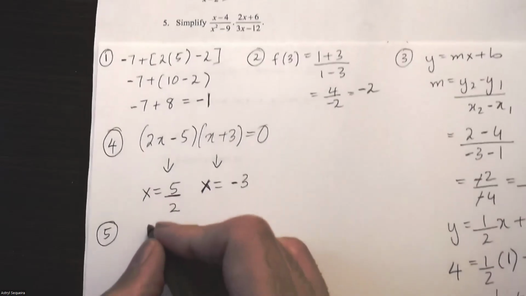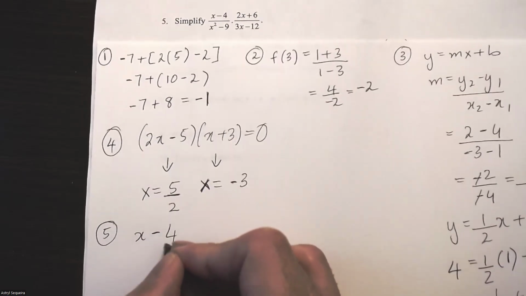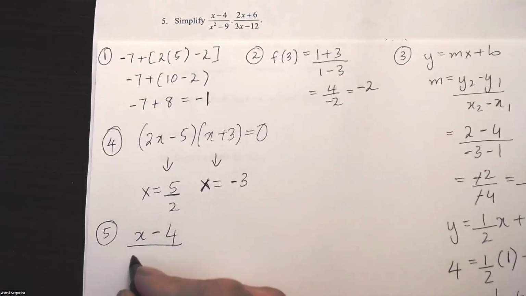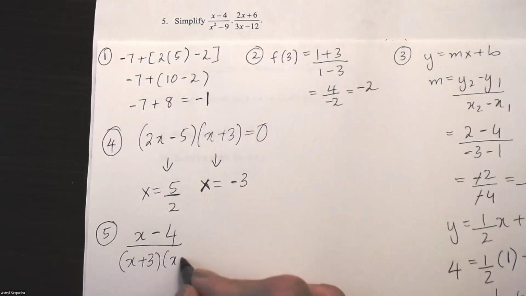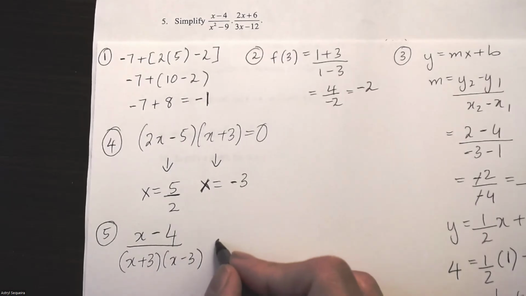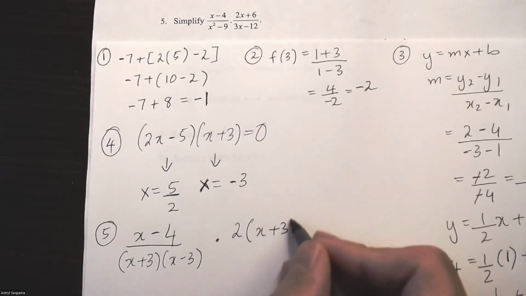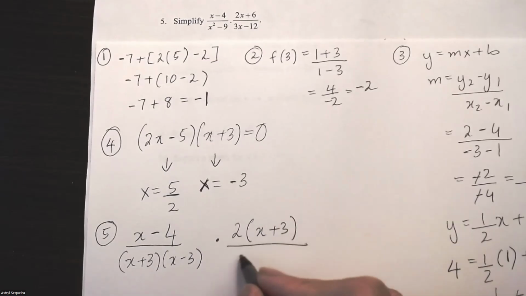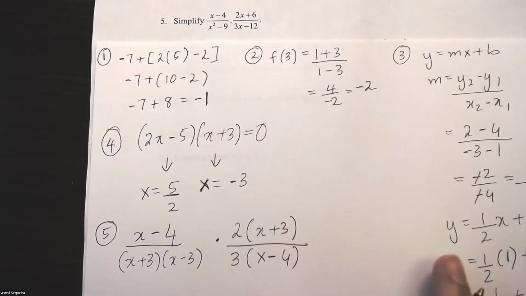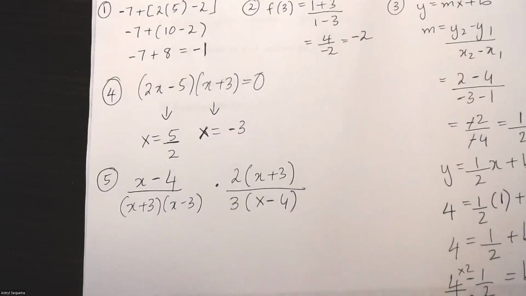So x minus 4 cannot be factored. I'm going to write that the same. X squared minus 9 is just x plus 3 times x minus 3 by difference of squares. 2x plus 6, I can common factor out a 2, and I'm left with x plus 3. And 3x minus 12, I can common factor out a 3, and I'm left with x minus 4.